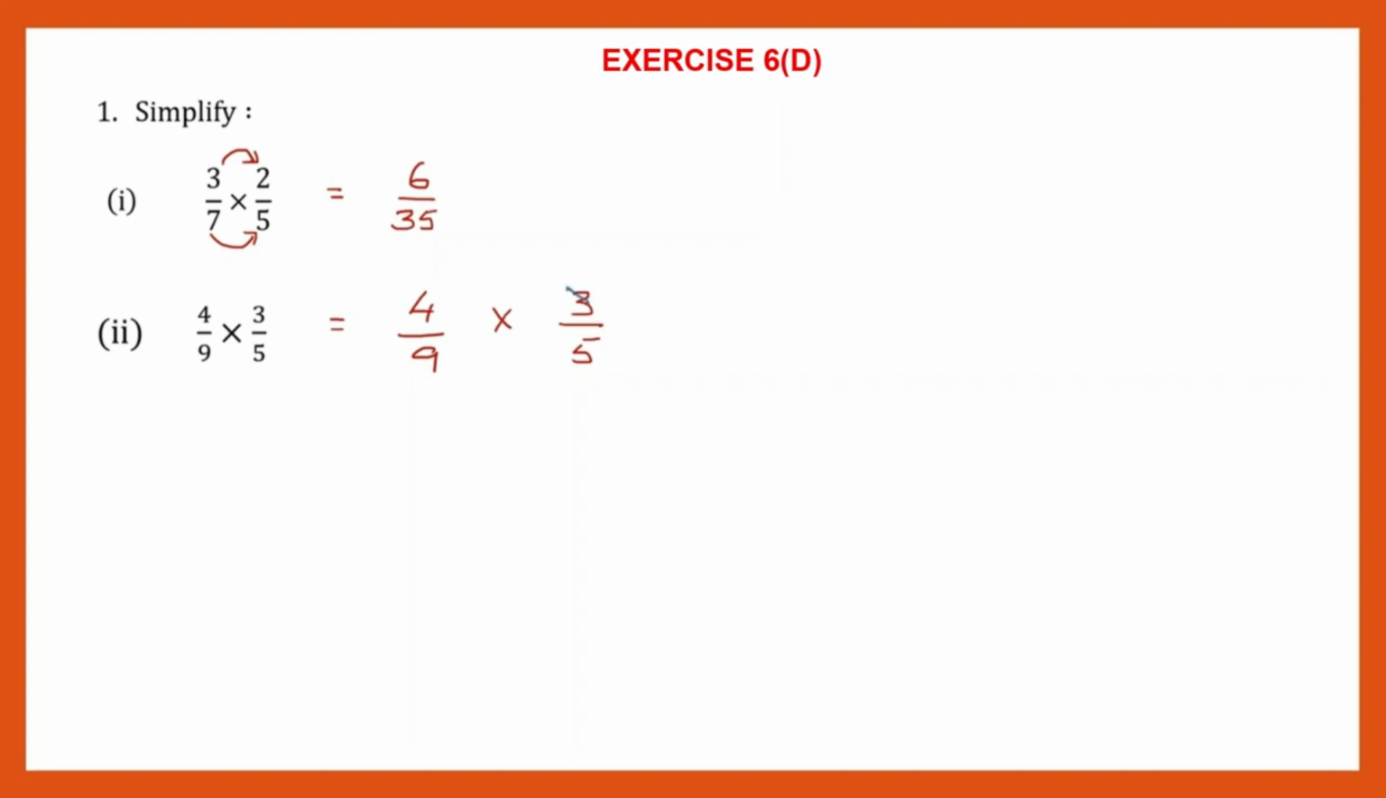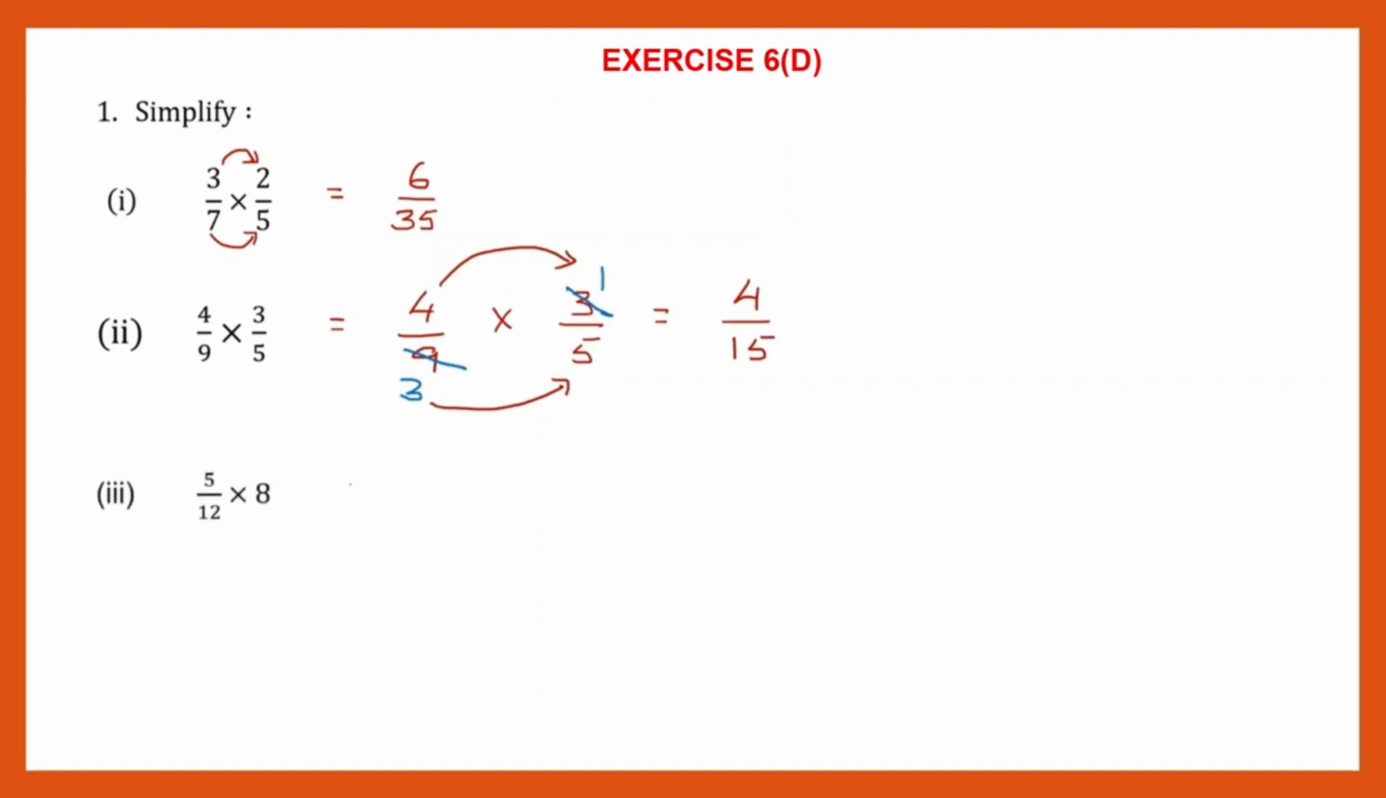Here 3 and 9 can be divided by 3. So let's divide and see. 3 ones are 3, 3 threes are 9. So we used a common number to divide 3 and 9. Now we can multiply the numerators. 4 ones are 4 and we can multiply the denominators. 3 fives are 15. This makes our working easier. Let's go on to the next one.